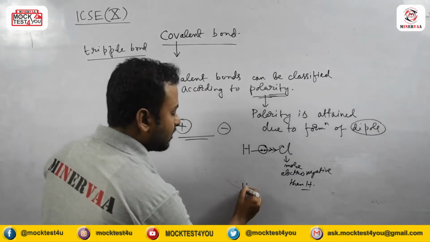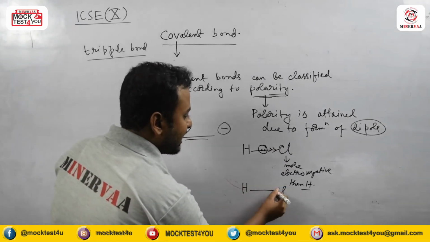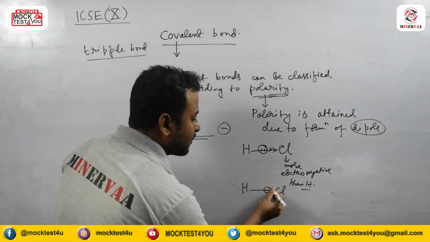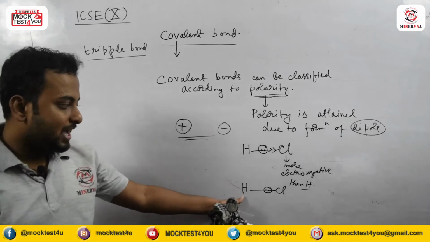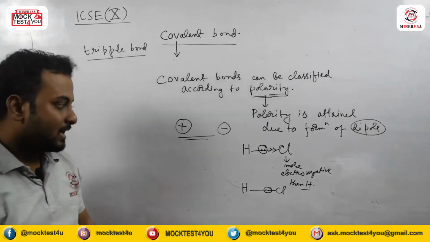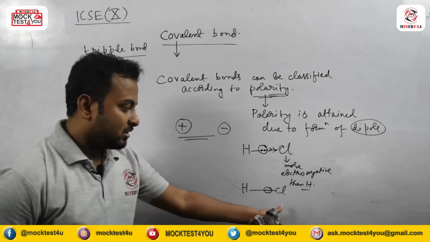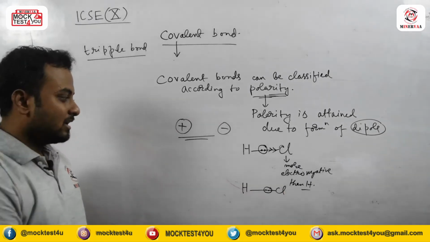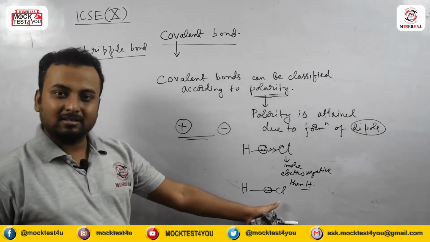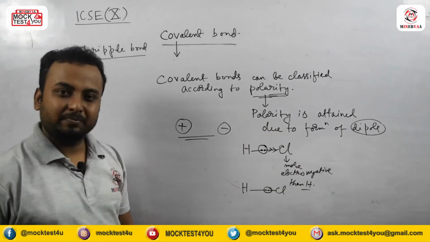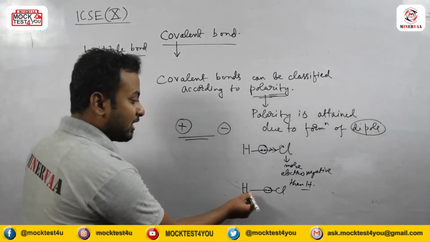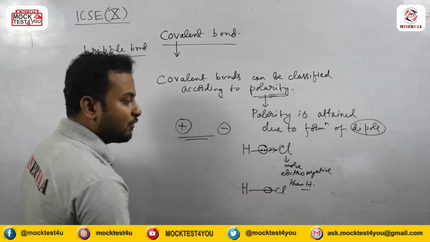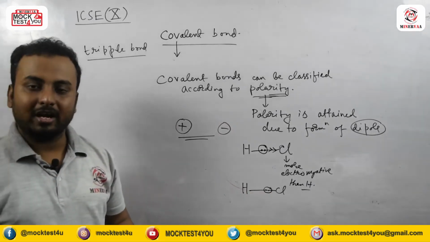So the electron pair will be more towards chlorine, and it will be away from hydrogen. It cannot completely take the electron pair towards itself. As we have seen in the ionic bond, complete transfer was taking place from one atom to another atom. But here the complete transfer will not occur. Only there will be slight shifting of electrons towards the more electronegative atom.